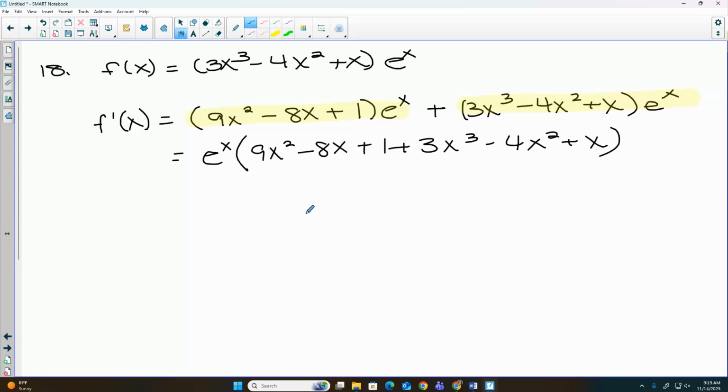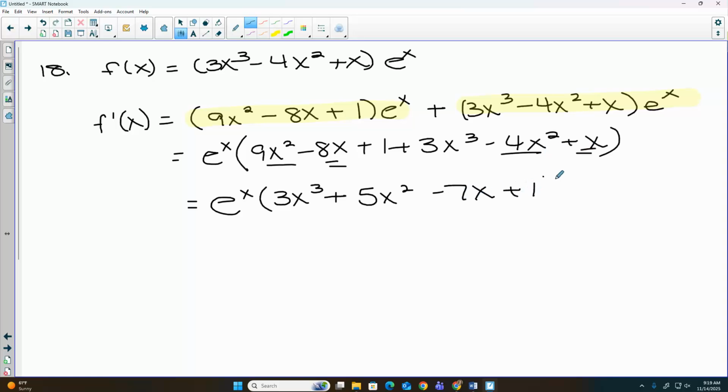We can combine some like terms. So we have 3x cubed plus 5x squared minus 7x plus 1. Okay, you didn't have to do that there, but at some point we're going to have to combine some like terms. So probably nicer to do it before you do the second derivative. Then we just have to do product rule one more time.